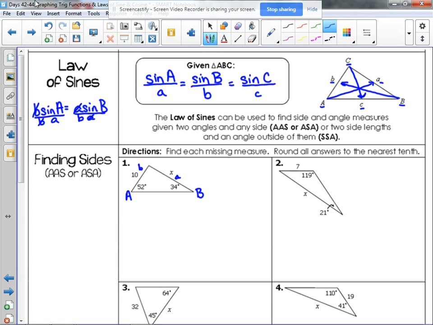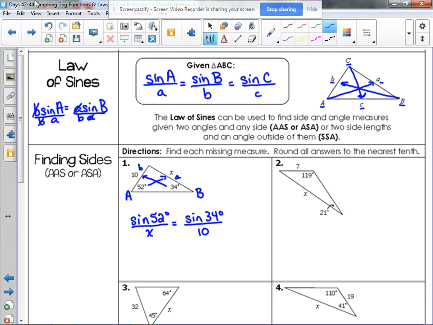Now, do you have to go through and label them with A's, B's, and C's every time? No. I'm just doing it because it's convenient in this case since it looks just like the figure in our definition. So we've got angle A, angle B, and side B. So we're going to use sine of A over a is equal to sine of B over b. So sine of 52 degrees over the leg that's opposite of that, so that is the X, is equal to the sine of 34 degrees over the leg that's the opposite of that, which is 10.